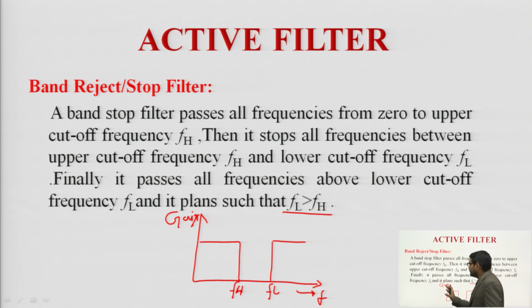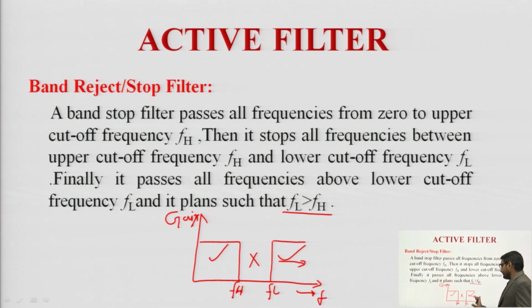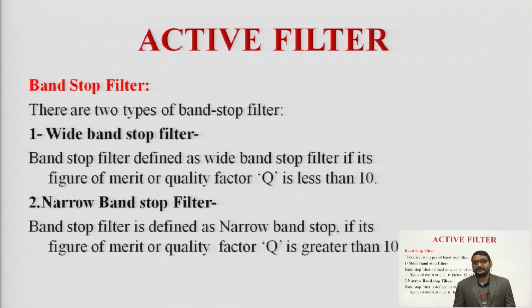So, a band stop filter passes all frequencies from 0 to the upper cutoff frequency, that is f h, and then it stops all frequencies between f h and f l, and finally, it passes all frequencies above the lower cutoff frequency, that is this range. So, basically it has two pass bands, this is the pass band, this is the pass band, and this one is the stop band. And the condition for designing a band stop filter or band reject filter is that f h is less than f l. F h is basically the cutoff frequency for the low pass response, and f l is the cutoff frequency for the high pass response.